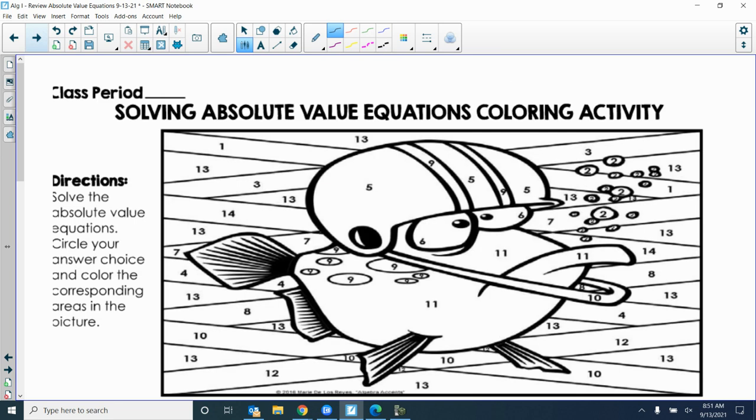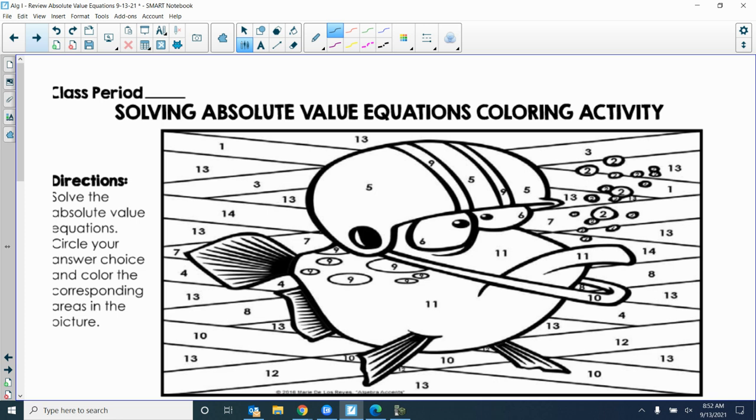Get out a, we're even going to color a little bit. If you don't have any colors, then you're going to have to learn how to shade and make it look like it's orange. Get out a blank sheet of paper. You're going to do your work on this blank sheet of paper. So label that.